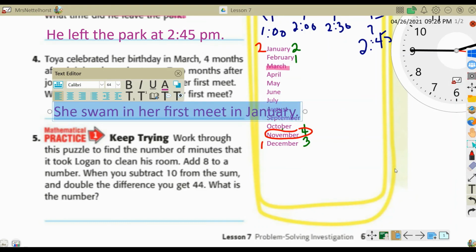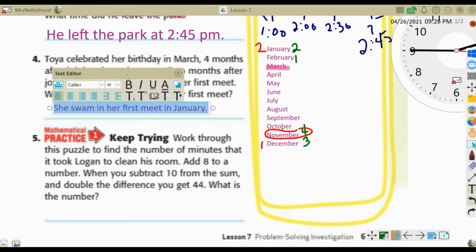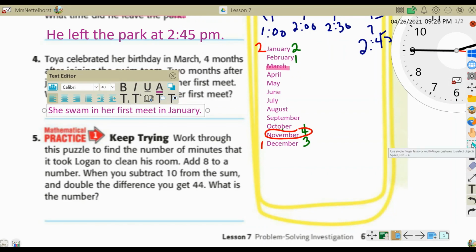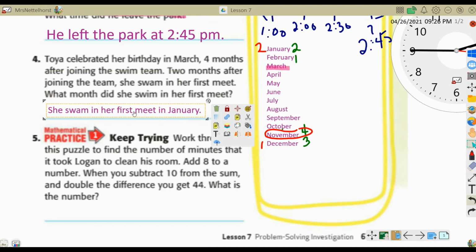I'll make this smaller so you can see it. It fits nicely on the line. We are almost done.